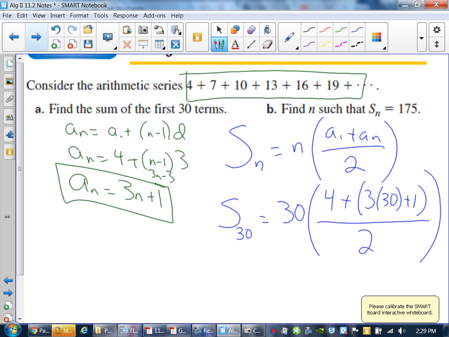Or think of it this way. What's half of 30? 15. So it's going to be 15 times, well, this is 90 plus 1, 91, plus 4, 95. So you have 15 times 95. What's the sum of 30 of them? Whatever 15 times 95 is, which is going to end in a 5, so you're halfway there.